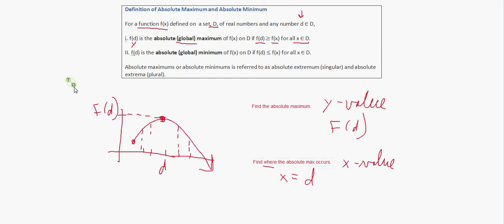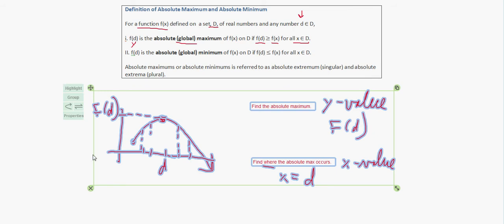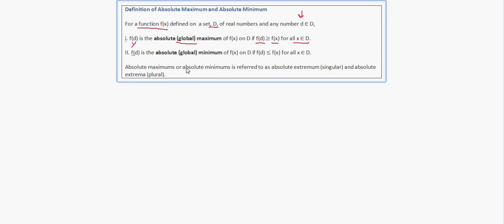So that's an absolute max, and an absolute min is very similar. f of d, again, d is just any number, so the y value is called an absolute minimum of f of x on that domain, on D, if f of d is less than or equal to all other y values, all f of x for any x in that interval.